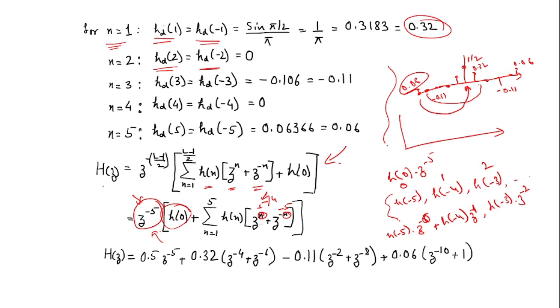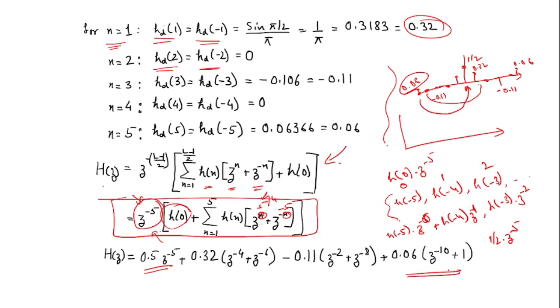So at z to the power 5, what you will be getting here is half into z to the power minus 5, L minus 1 divided by 2. Okay, so in this way, we are getting 0.5 z to the power minus 5 plus 0.32 z to the power minus 4 plus z to the power minus 6 minus 0.11 z to the power minus 2 plus z to the power minus 8, and so on. Okay, so in this way we will be getting the values, right?